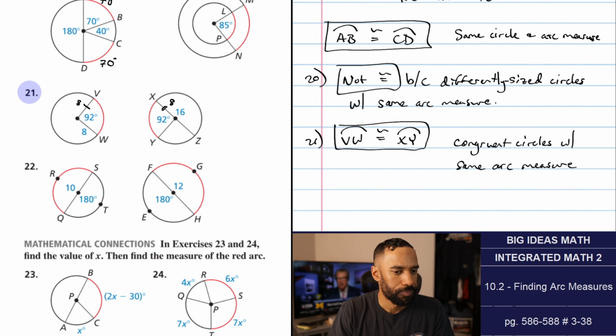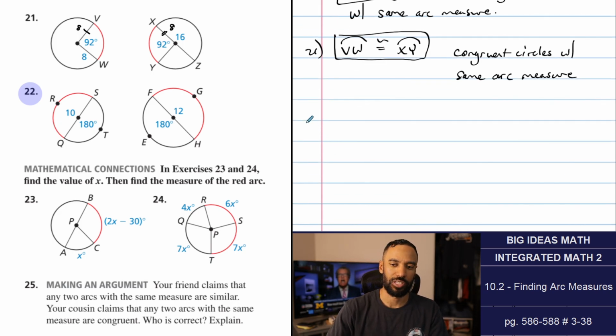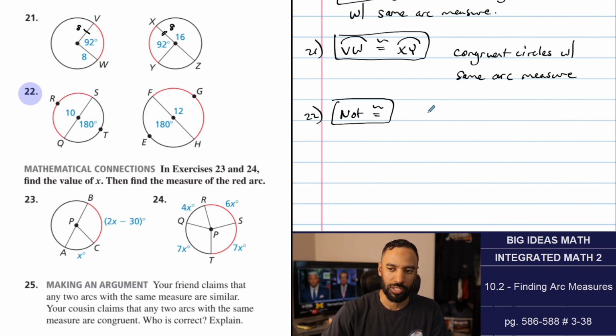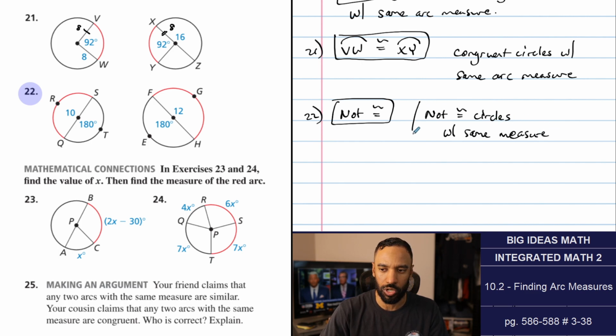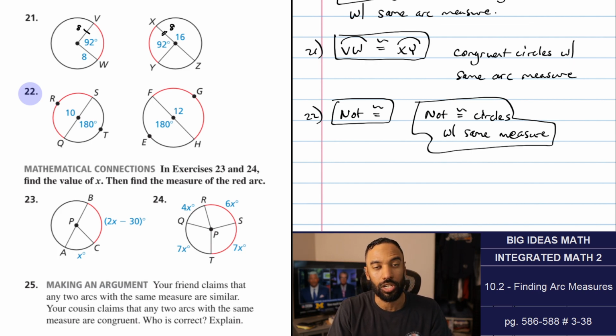And number 22, we have a diameter of 10 and a diameter of 12. Both are semicircles. So because they're not congruent circles and they have the same measure, these will not be congruent arcs. So not congruent, different circle sizes. Not congruent arcs because not congruent circles with same measure. Actually, I don't know if that's true because circles are similar. Yeah, as long as the circles aren't congruent, I think you're good in saying the arcs aren't congruent. They can have the same measure. It's possible. But that's all that.